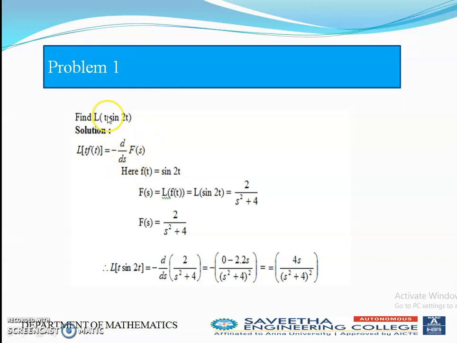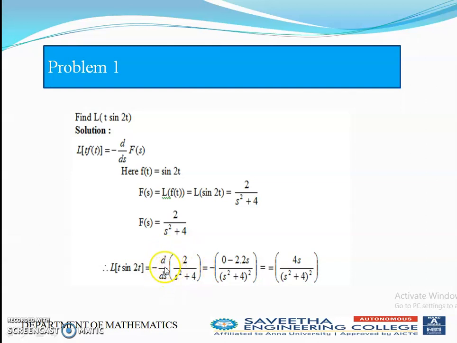Here f of t is sin 2t. Then F of s is L of f of t, which is L of sin 2t. What is the L of sin at formula? a divided by s square plus a square. Here a is 2, so we can write 2 divided by s square plus 4. Therefore F of s equals 2 divided by s square plus 4. Therefore, L of t sin 2t equals minus d by ds of 2 divided by s square plus 4.